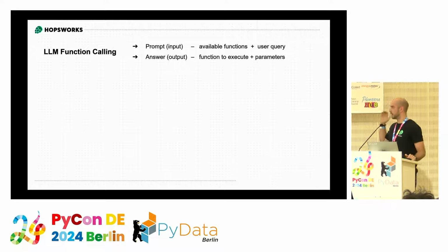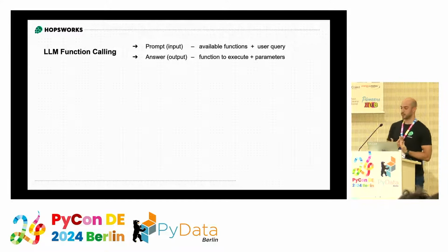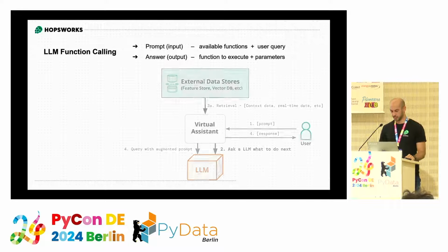There is another technique called function calling, which basically delegates the decision of which data to retrieve, or in other words, which function needs to be executed to retrieve the data. It consists of asking the LLM with a different prompt. You provide in the prompt all the available functions in the system together with the user query, and expect the answer to be a function that needs to be executed, and also the parameters for the function, if any function needs to be executed to retrieve this data.